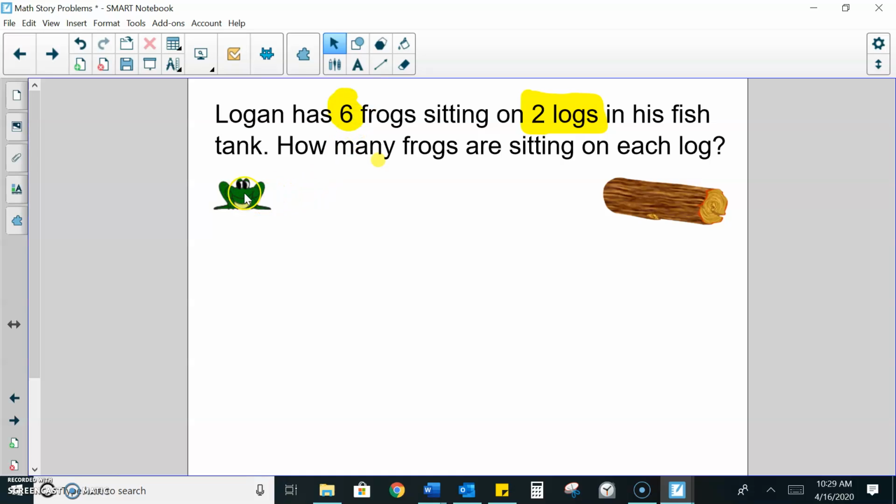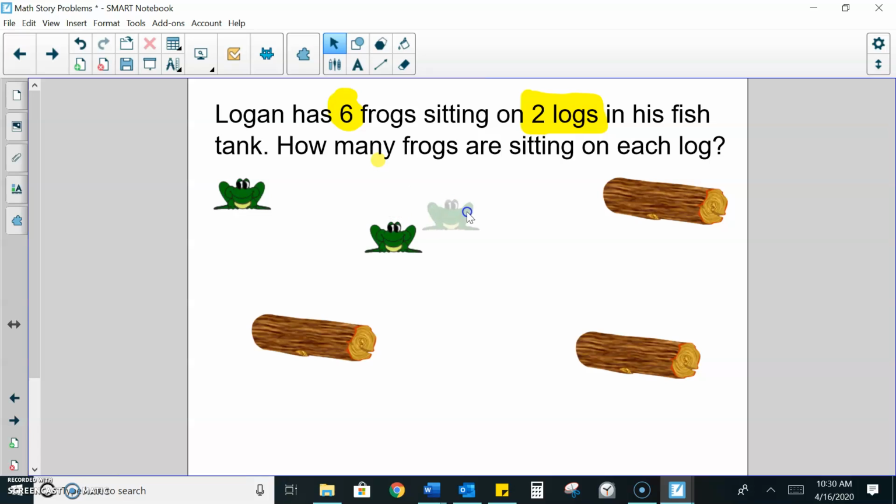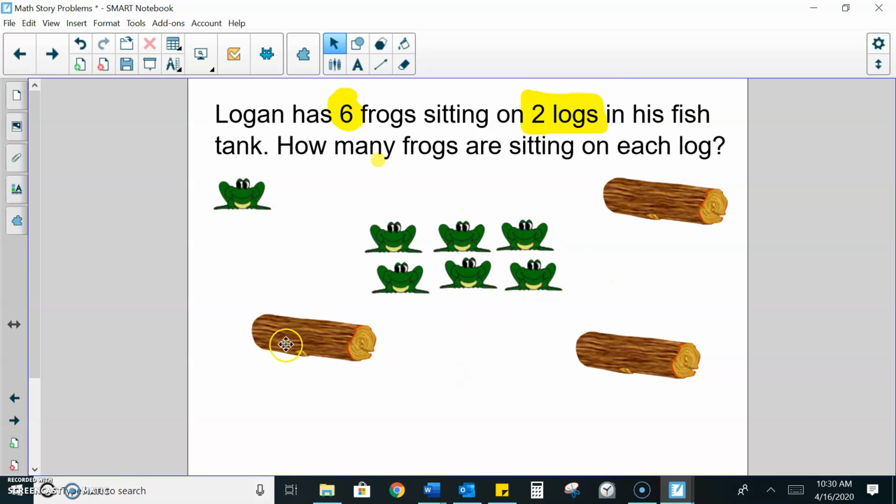So for this problem, I put a frog here and a log. So I'm going to put 2 logs. So there's 1 log, and then there are 2 logs. And remember, we had 6 frogs. So 1, 2, 3, 4, 5, 6. Okay, so these 6 frogs need to be sitting on these 2 logs. So how many frogs are sitting on each log?